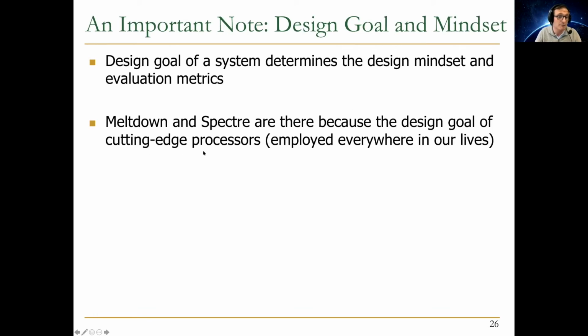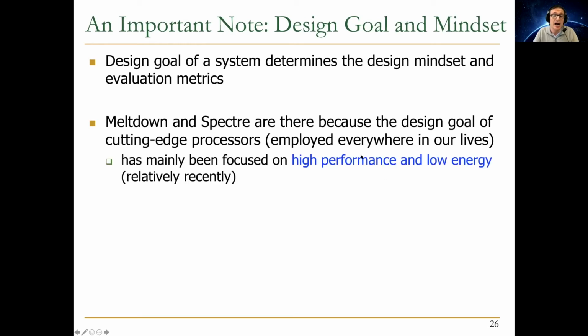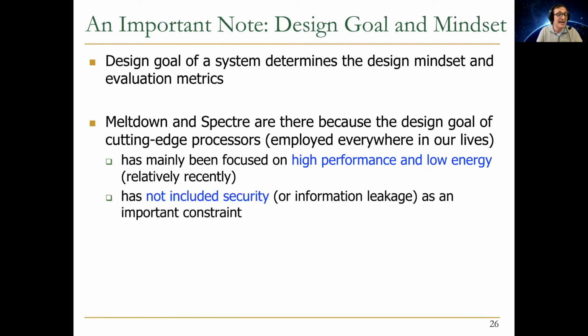Because the design goal of cutting-edge processors employed everywhere in our lives has mainly been focused on high performance and low energy relatively recently. Of course, cost is always there. Even energy is relatively recent. It happened starting in the late 1990s, early 2000s. But it does not include security or information leakage as an important constraint.